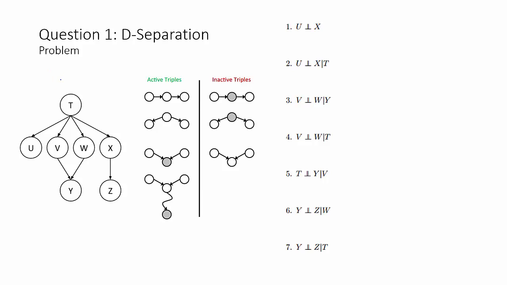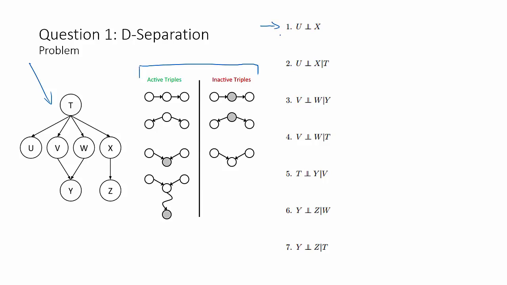Okay, so on to the problem. We're given this Bayes net with 7 variables shown here, and for our reference, the categorization of active and inactive triples are shown here. We're given 7 queries to answer, and we'll use d-separation to find the answers to these queries. So let's start by looking at the first query.